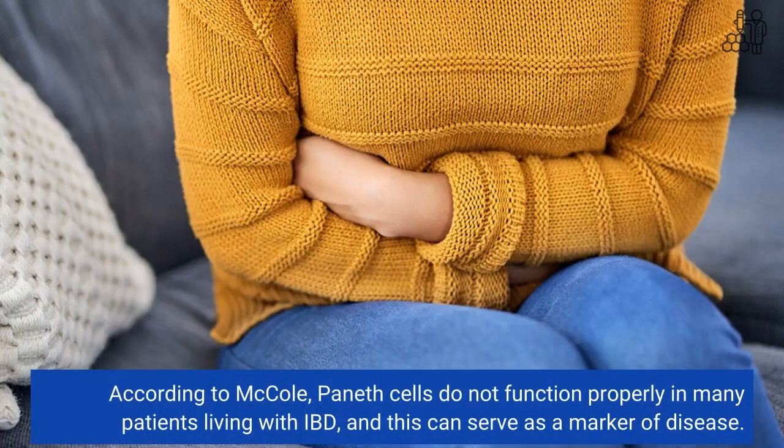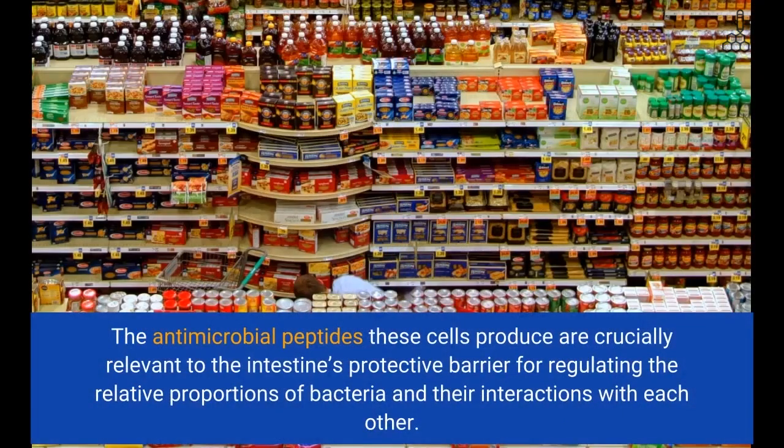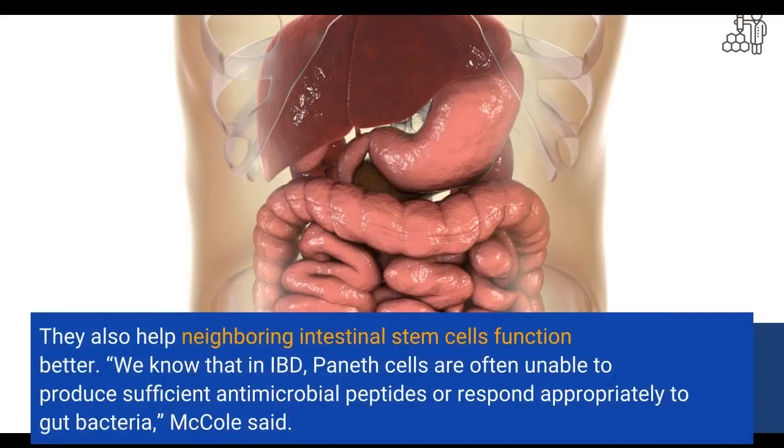According to McCole, Paneth cells do not function properly in many patients living with IBD, and this can serve as a marker of disease. The antimicrobial peptides these cells produce are crucially relevant to the intestine's protective barrier for regulating the relative proportions of bacteria and their interactions with each other. They also help neighboring intestinal stem cells function better.